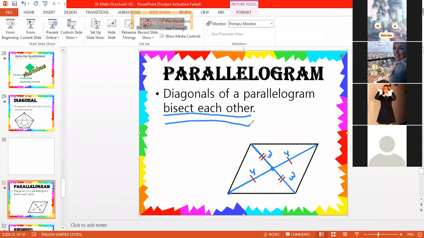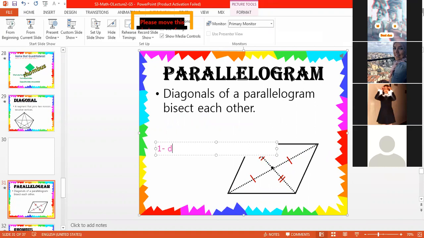What's the meaning of bisect each other? Yani, they are divided at a point into 2 equal parts. Okay. So now I can say that the diagonals of the parallelogram bisect each other. Bravo. Very good. Excellent.